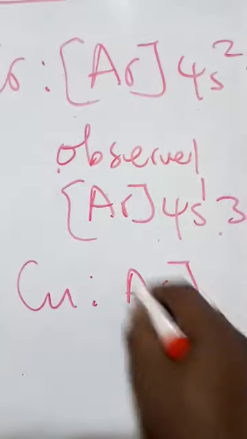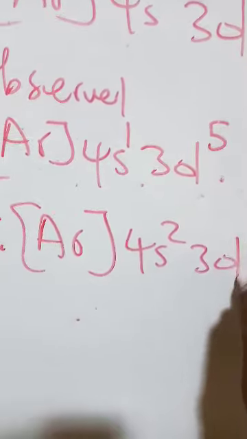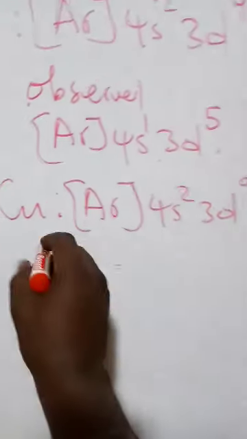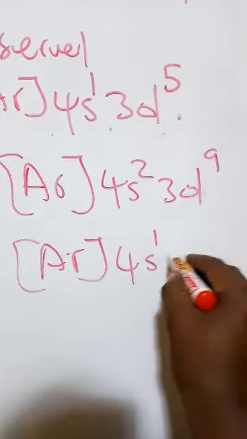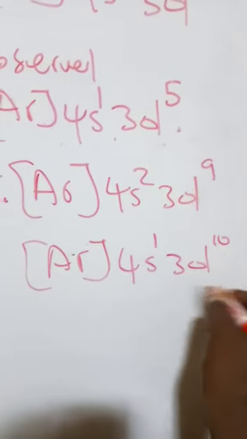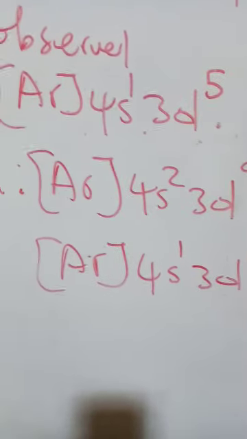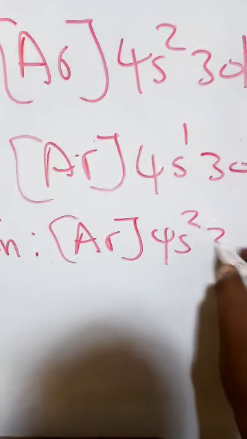Then for copper also has the expected configuration. The expected configuration for copper is argon 4s2 and 3d9. So the observed configuration for copper is argon, then 4s1, then this other electron goes to the 3d10. So the 3d is filled up, then the 4s is half filled. Then for zinc, the electron configuration for zinc, that is argon 4s2, then 3d10 and so on.